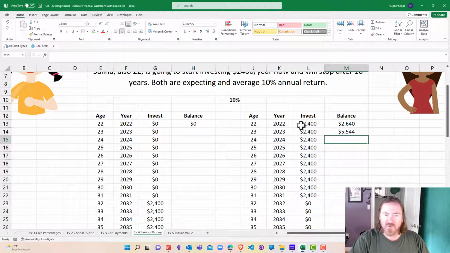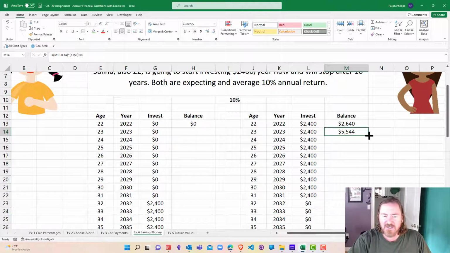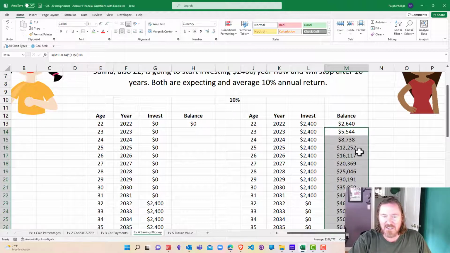So I started with nothing, basically. I invested $2,400 at the beginning of the year. Then I ended up with $2,640 at the end of the year. Then a couple days later, I invested an additional $2,400 on top of that $2,640. And by the end of the year, that sum grew to $5,544. We only really have to do those first two years, those first two investments. Now I can just double click my fill handle, and it's going to keep compounding.